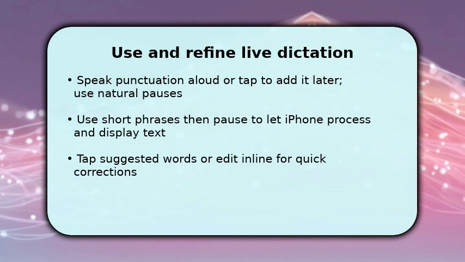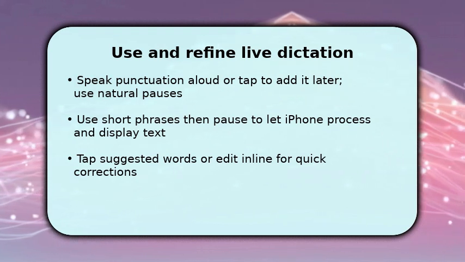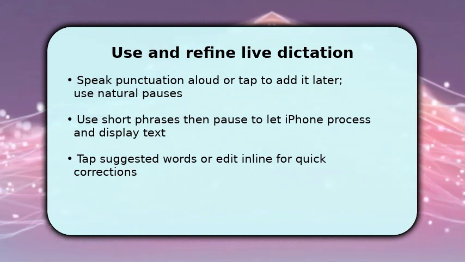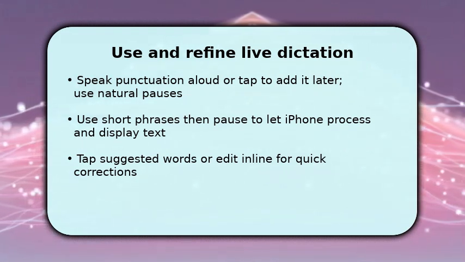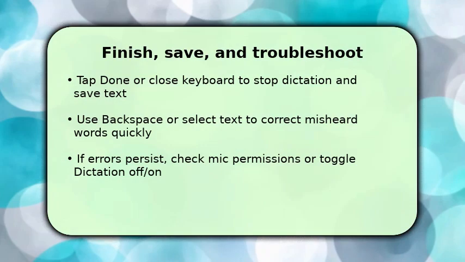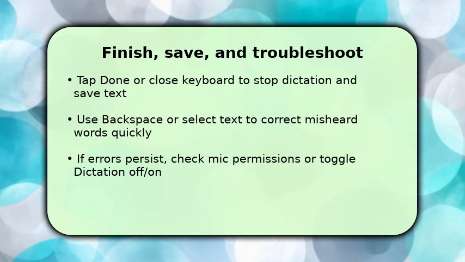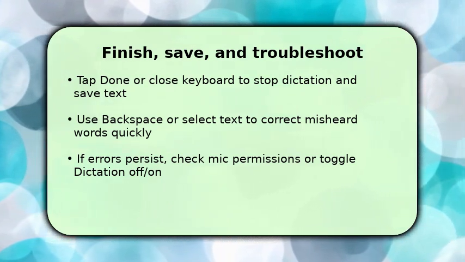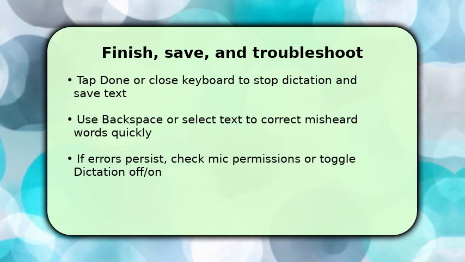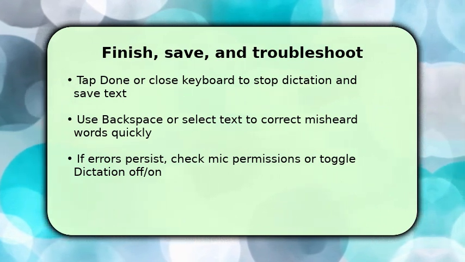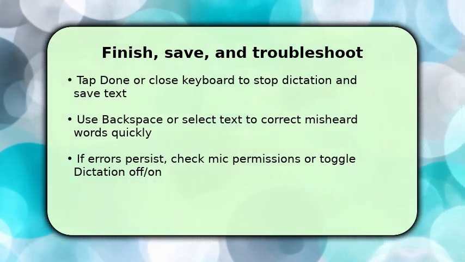Make quick inline edits by tapping the text, which keeps your dictation accurate without redoing the whole entry. To finish, tap the keyboard's done or the microphone again to stop dictation. Your text saves in the app automatically. Review and correct any misheard words using backspace or select and replace text. This is faster than redictating long sections.